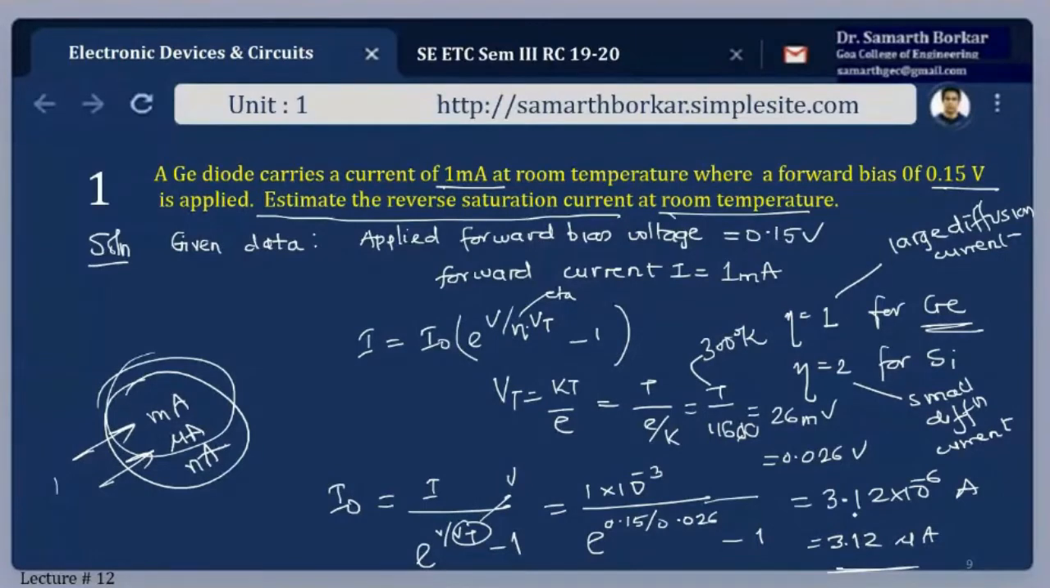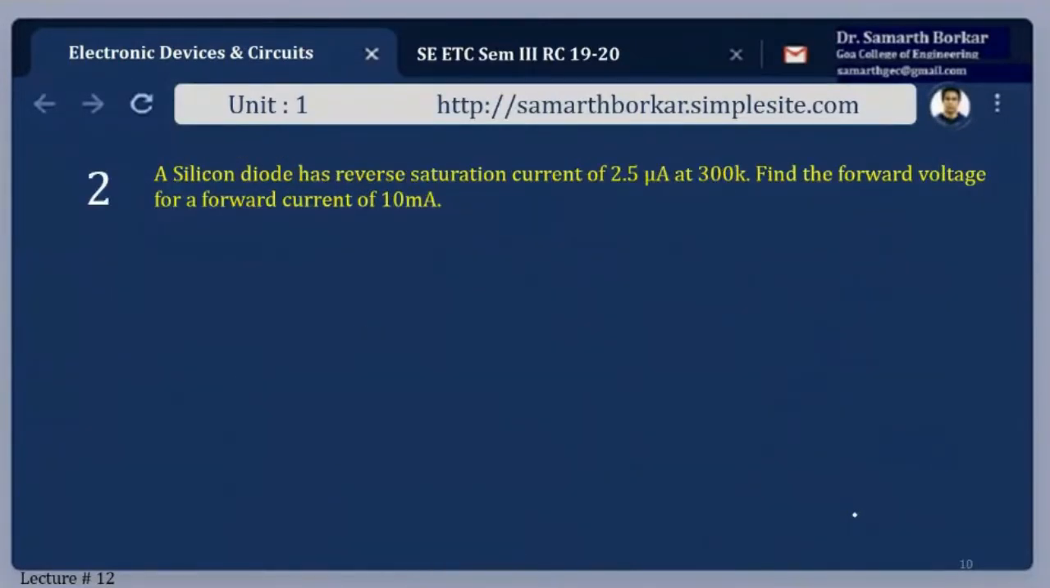Without wasting time, we go into the next problem. A silicon diode has a saturation current of 2.5 microamperes at 300 degrees Kelvin. Find the forward voltage for a forward current of 10 milliamperes. Again, I'm going to keep the steps here. Always you have to write the given data. Okay, I'm skipping the step.